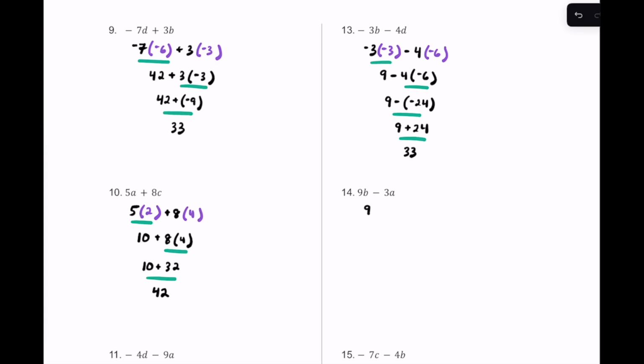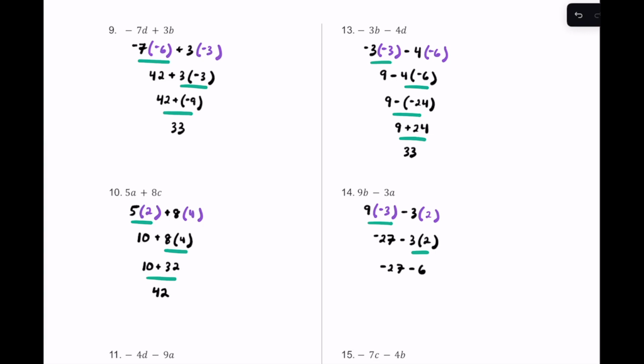Now again, b is negative 3, so substitute that in. And then we're going to take away 3 multiplied by whatever a is. Now a is equal to 2. Starting with the multiplication problem to the left, we have 9 times negative 3, which is negative 27, minus this 3 times 2. Now 3 times 2, that's going to equal 6, so this is negative 27 minus 6.